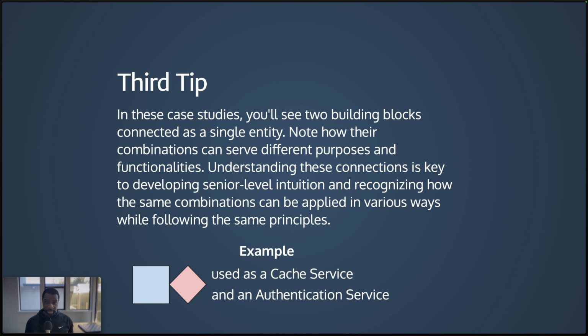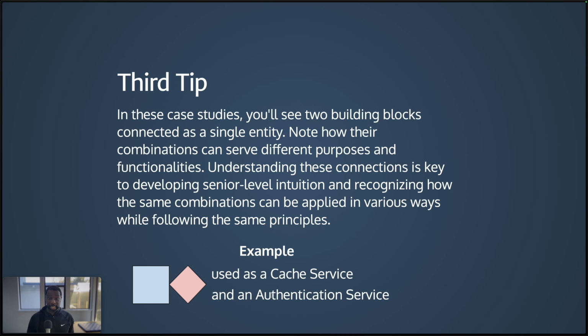The third tip: in these case studies, you will often see 2 building blocks connected as a single entity. Note how their combinations can serve different purposes and functionalities. Understanding these connections is key to developing senior level intuition and recognizing how the same combinations can be applied in various ways while following the same principles. So, for example, you'll see this block with a diamond, a square representing a service, connected to a key value store. You'll see this combination used as a cache, and we'll talk more about that in the later case studies.